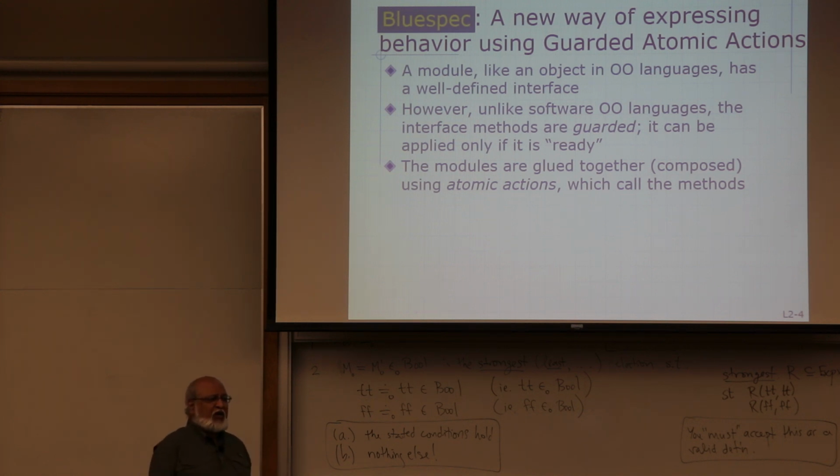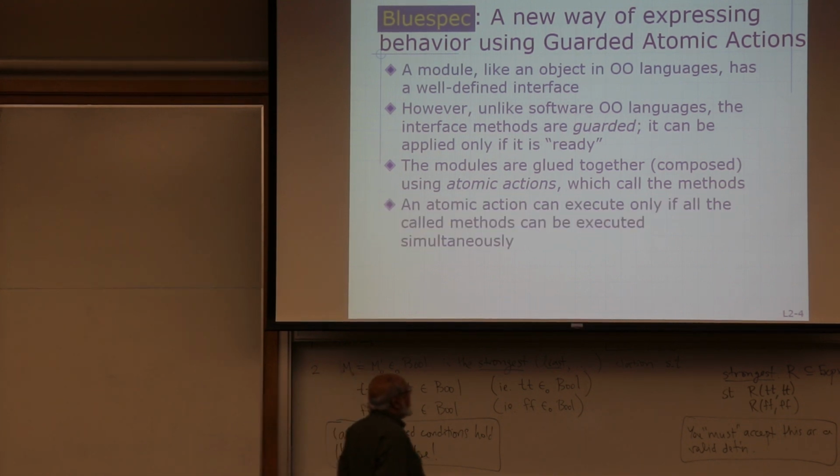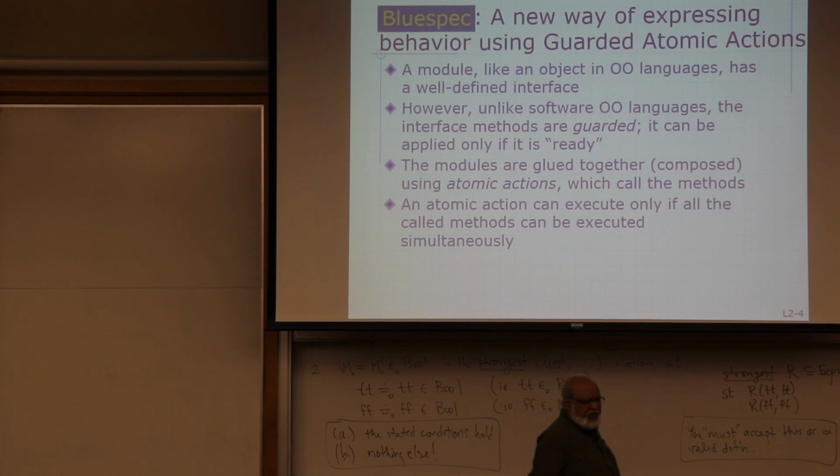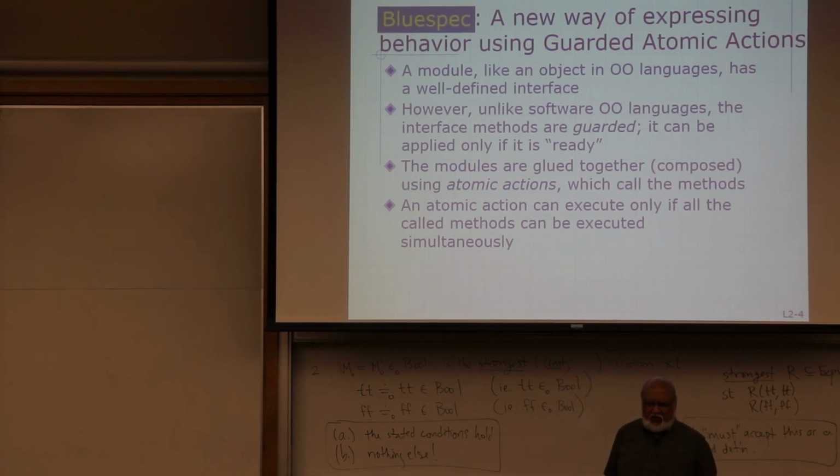Nowhere am I going to talk about a structural wiring diagram between these things. But ultimately, that is what is going to result from this high-level language. That's what the compiler will do. Okay. The atomic action can execute only if all the called methods can be executed simultaneously.